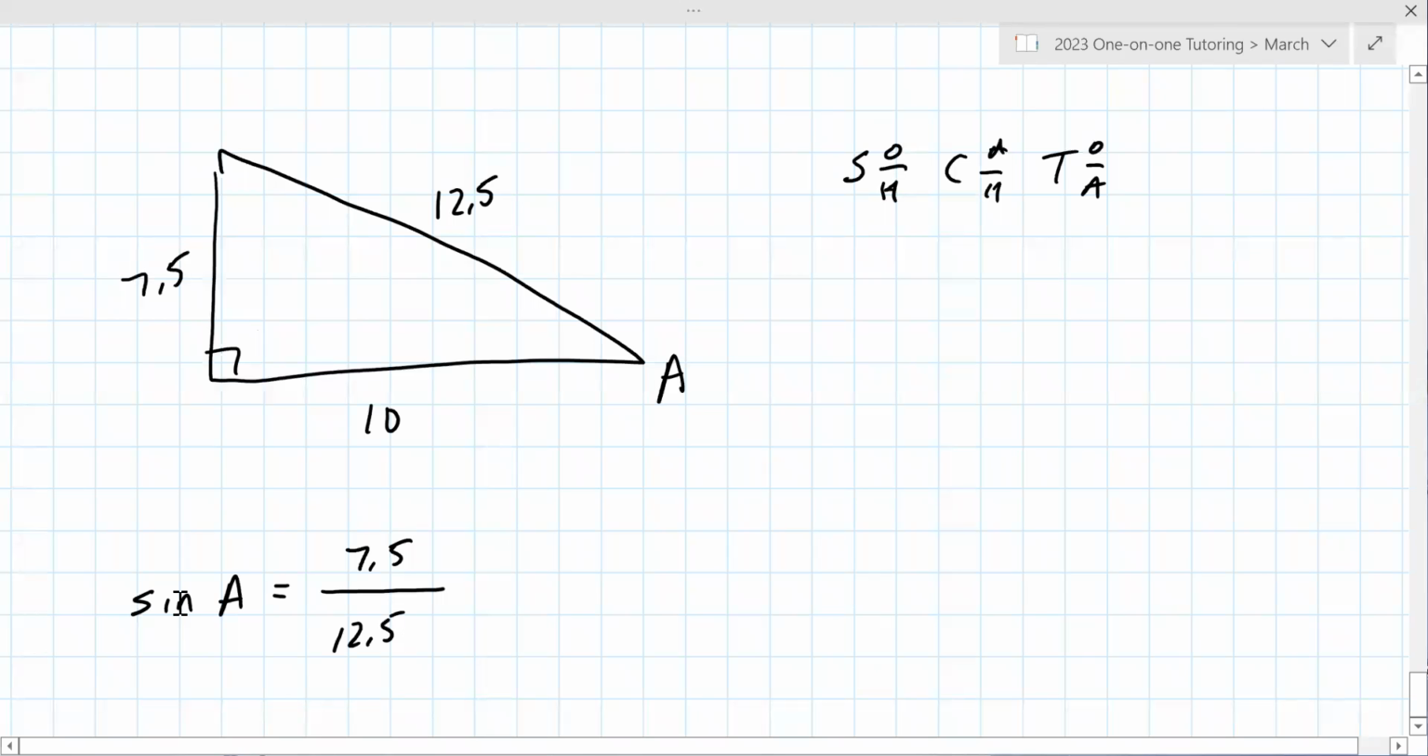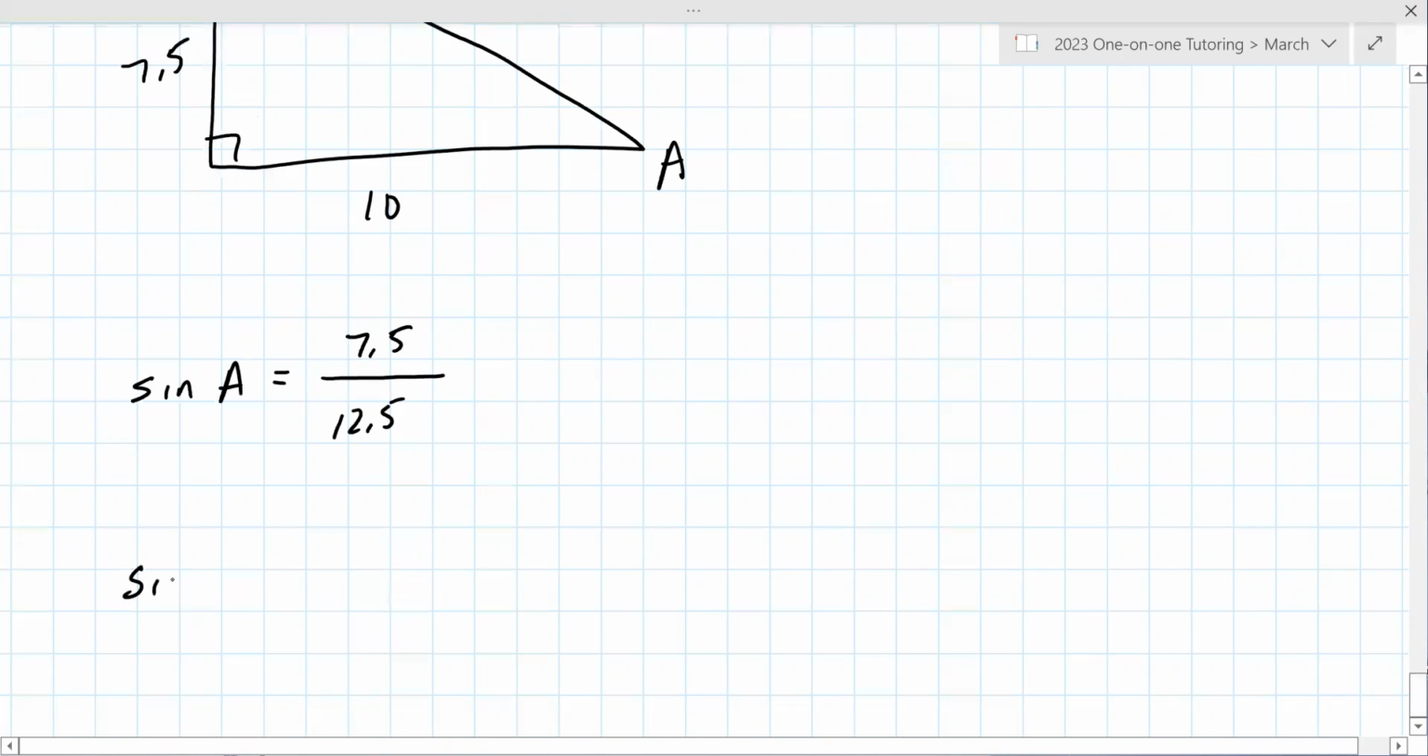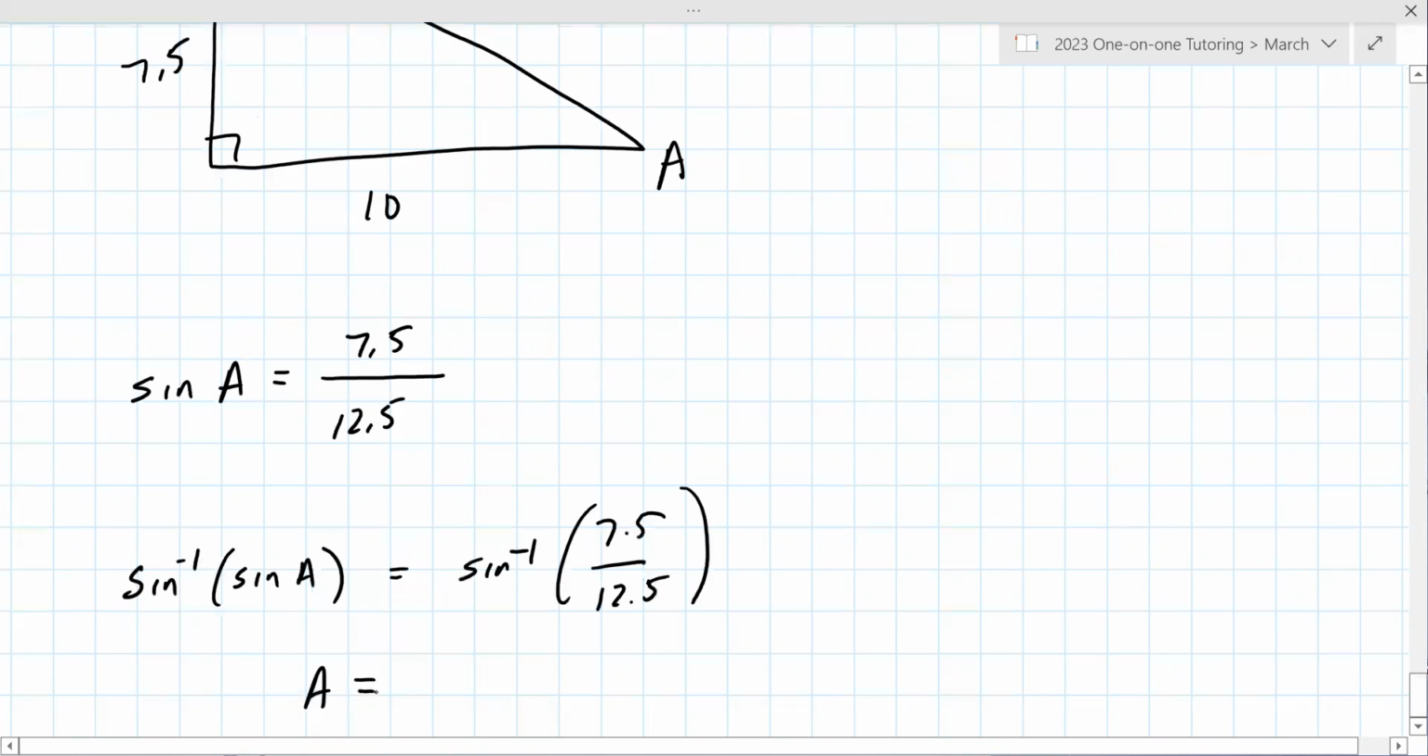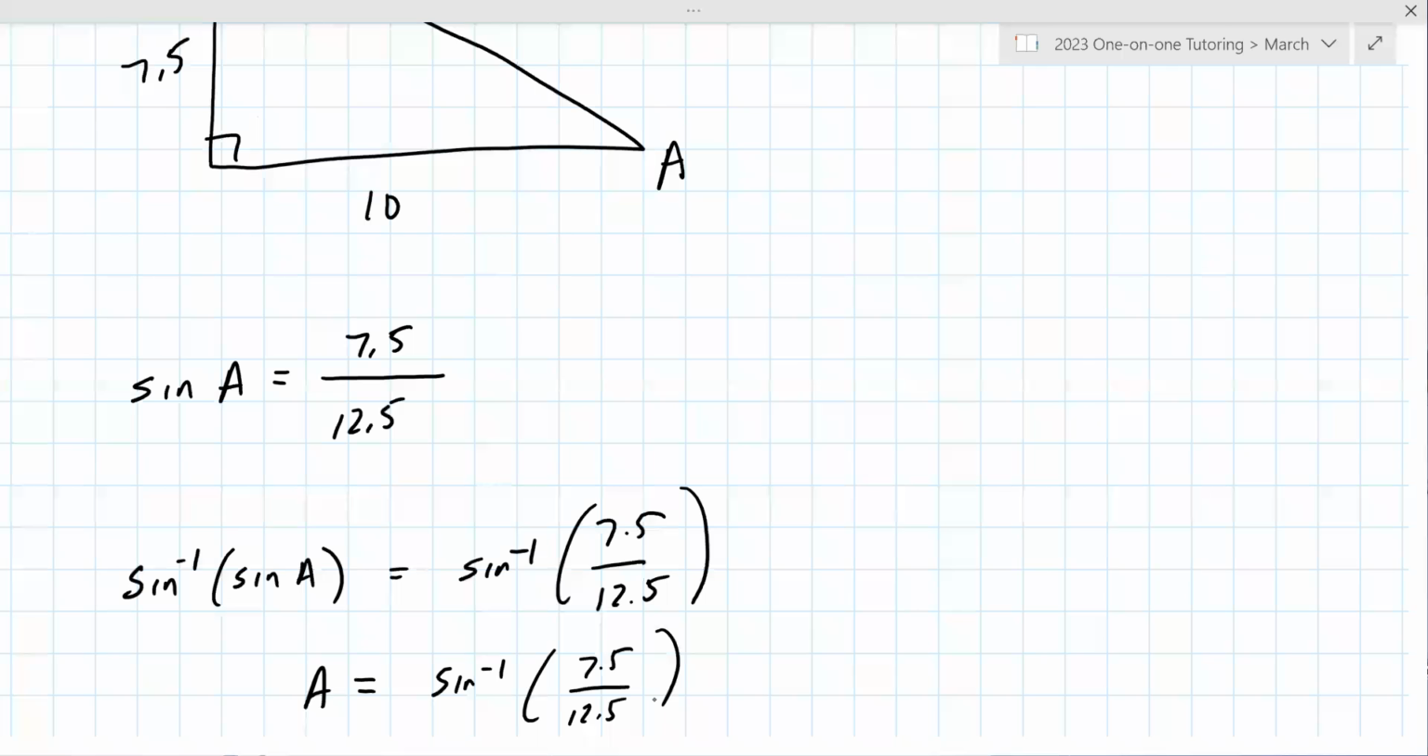Okay. Now how do you undo the sine? Multiply it by 12.5. How do you undo sine? Nope. We did this the other day. Remember sine inverse? Oh, right. So A equals sine minus 1 of 7.5 over 12.5.